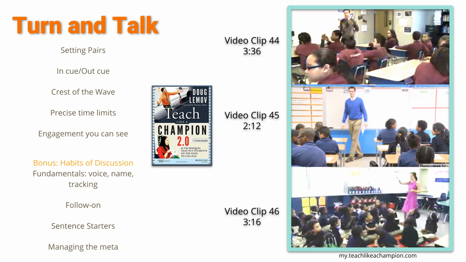There should be some sort of in cue for one student to begin speaking and an out cue for the next person to talk. We'll want to keep the pace and production up by setting precise time limits and being clear about what we should see with the discussion. Are students turning towards each other? Are they going to be asked to write a sentence that combines their ideas? Or should you hear them using sentence stems that you've provided? Crest of the wave means not letting the conversation go on too long and ending it at just the right time before off-task behavior has a chance to take over.